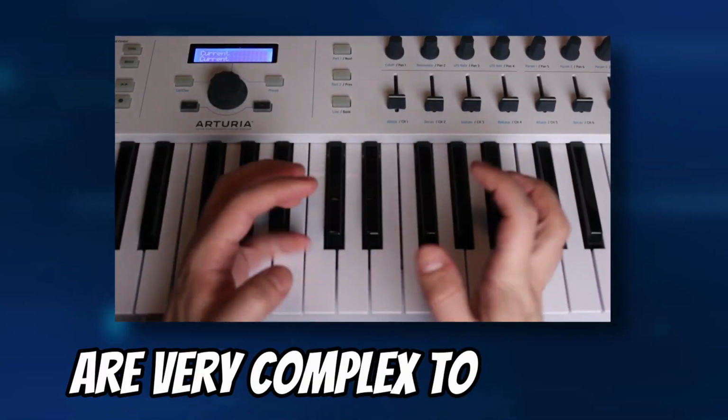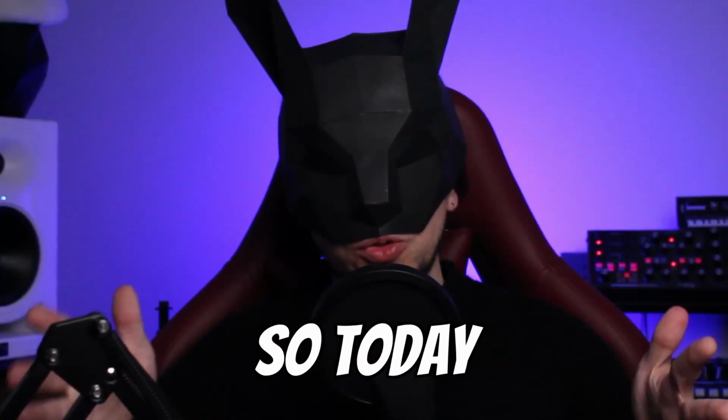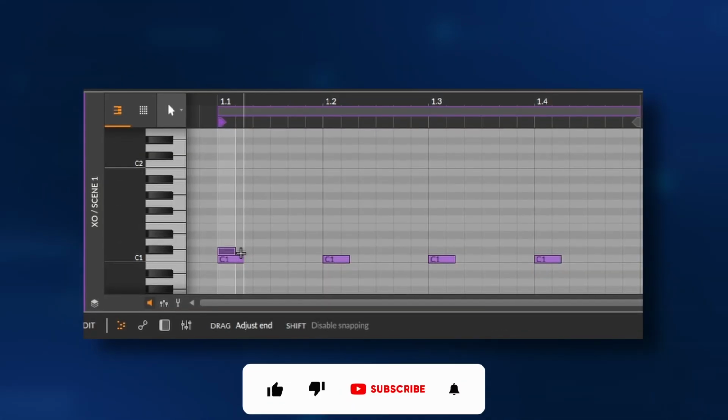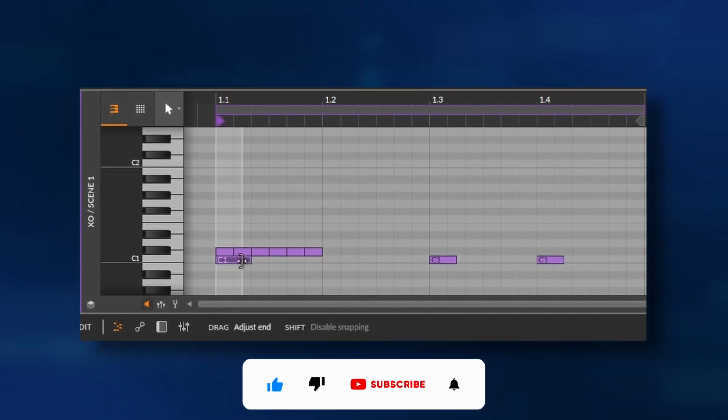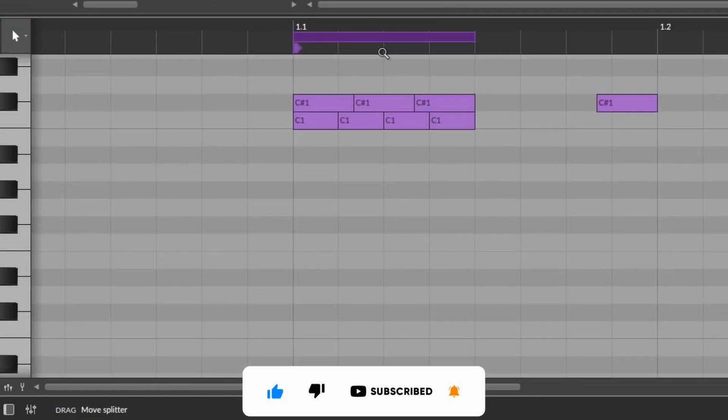Polyrhythms are very complex to perform, but thanks to DAWs and sequencers, they are really easy to program. So today I'll teach you everything about them and many of their awesome uses. Polyrhythms are basically two or more rhythms played at the same time during the same cycle. For instance, playing straight steps against triplets.